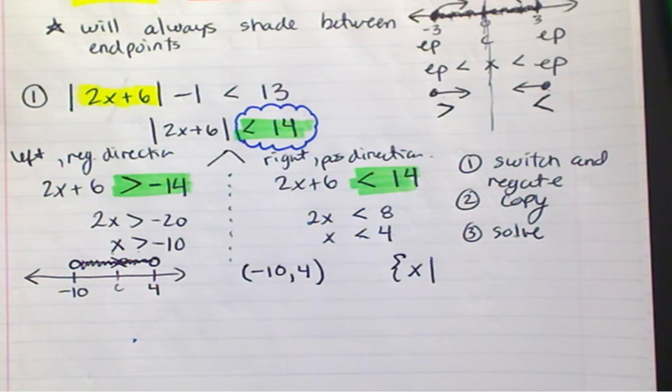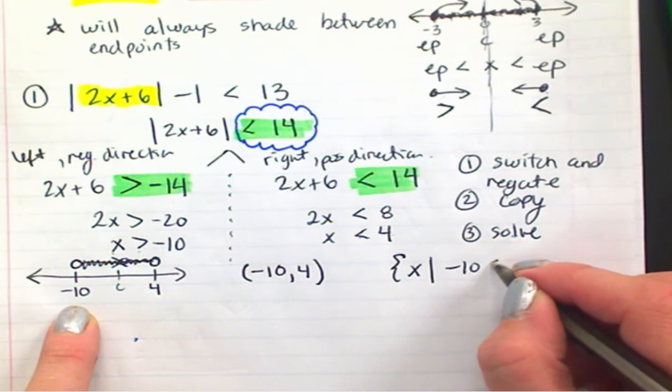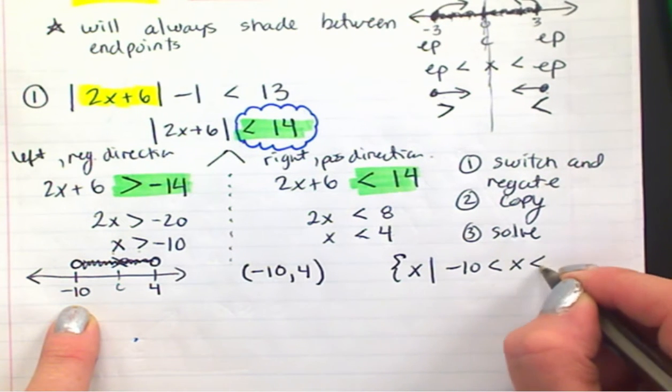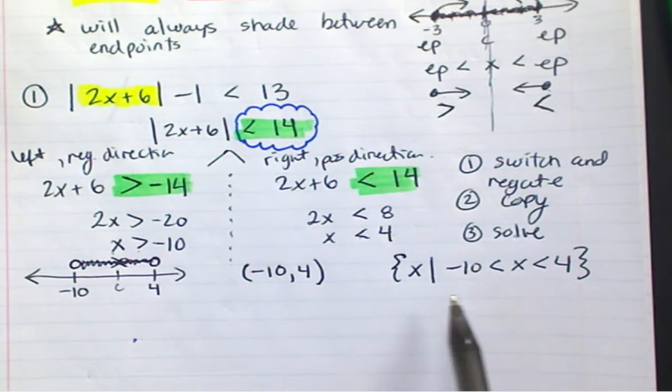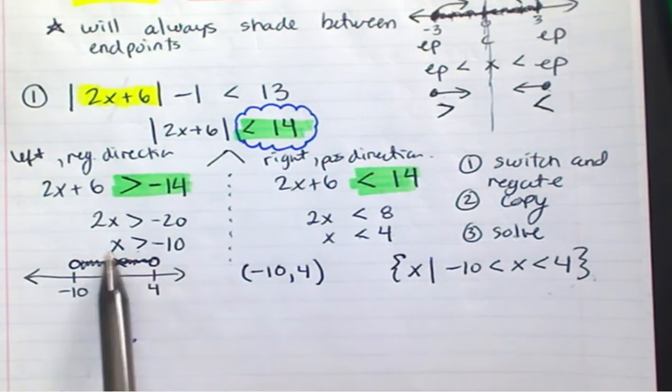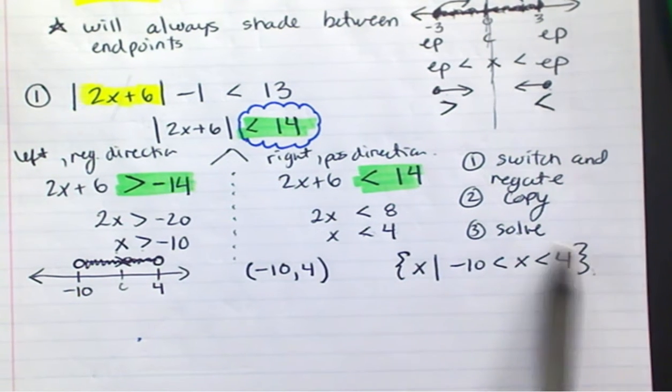Okay. Don't just copy the inequalities. I need this short and to the point. X's are between negative 10 and 4. If you can write it as a compound inequality instead of two of them, then you should. Notice that my solution is a continuous solution. Means you should write it that way.